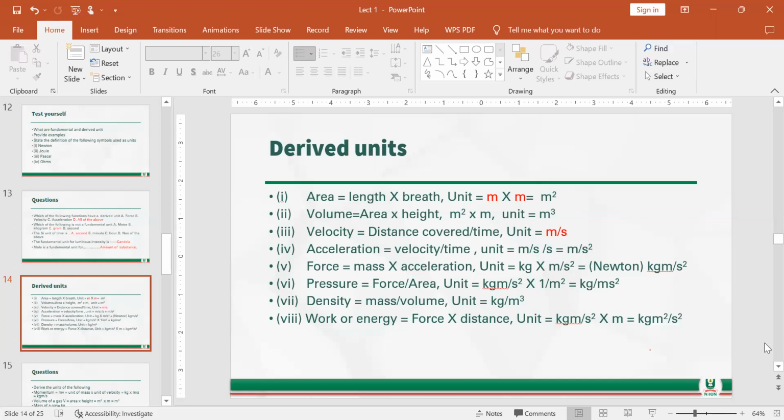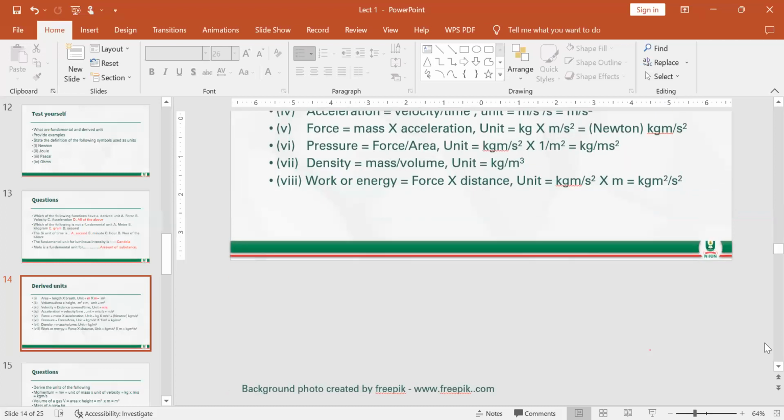So we have velocity, distance covered over time, with unit meters per second. Acceleration, meters per second squared. Force equals mass times acceleration. That is a review. Pressure is there, given a special name, and density is mass over volume, so you have kilogram per meter cubed. Then work or energy, force times distance, and we have the SI unit kilogram meter squared per second squared.